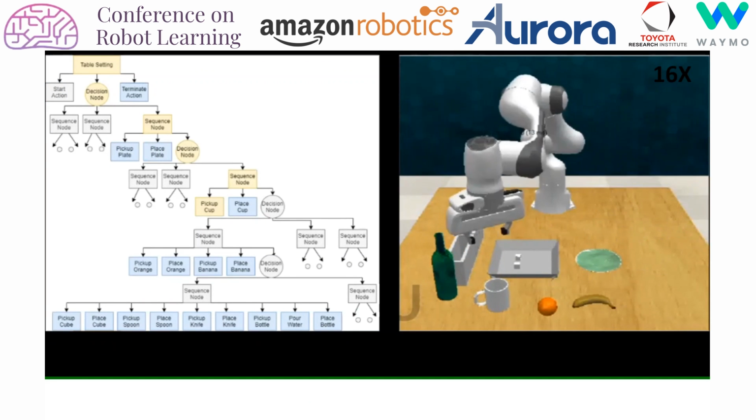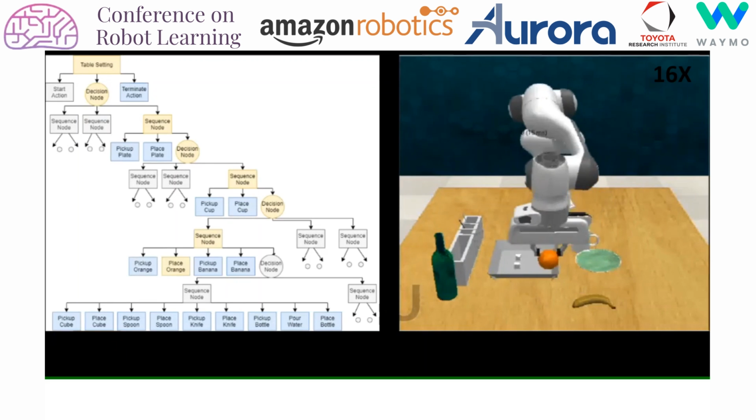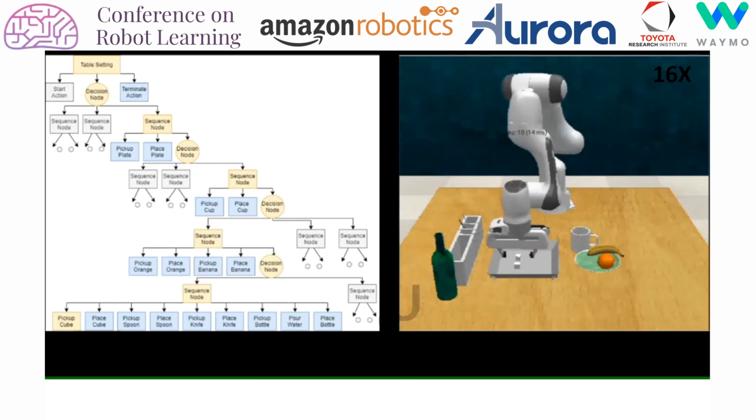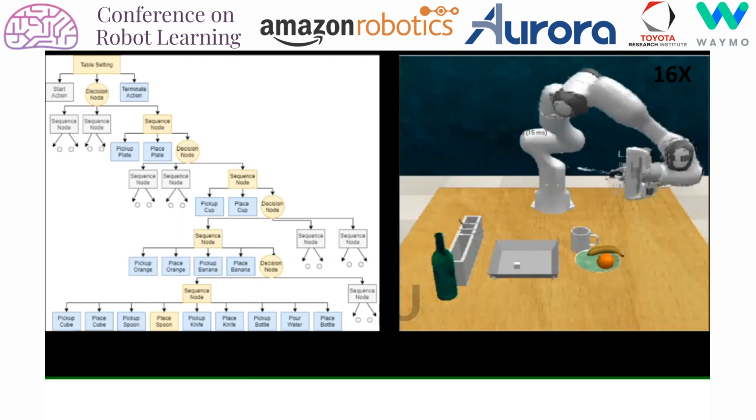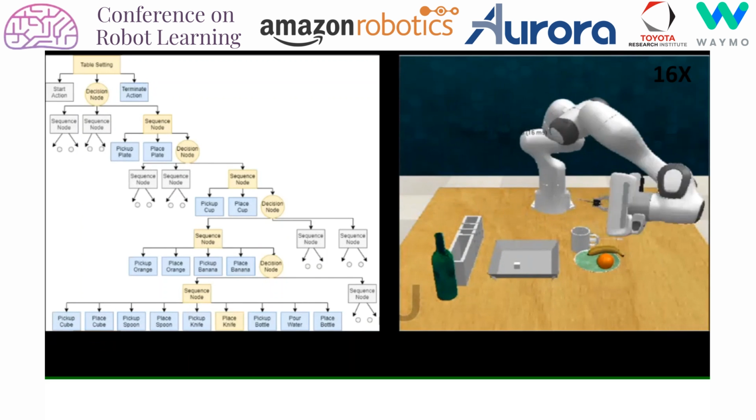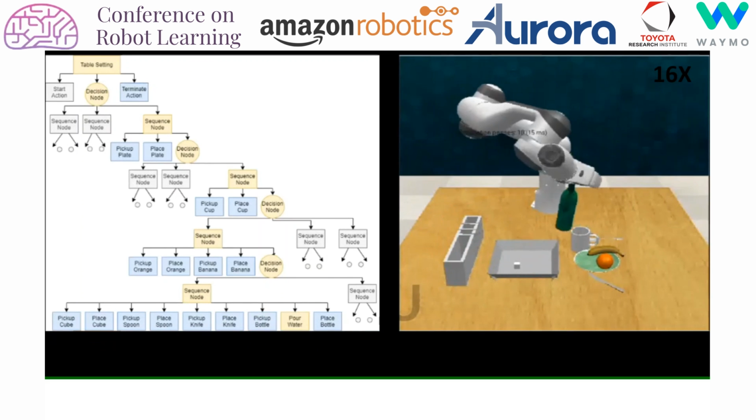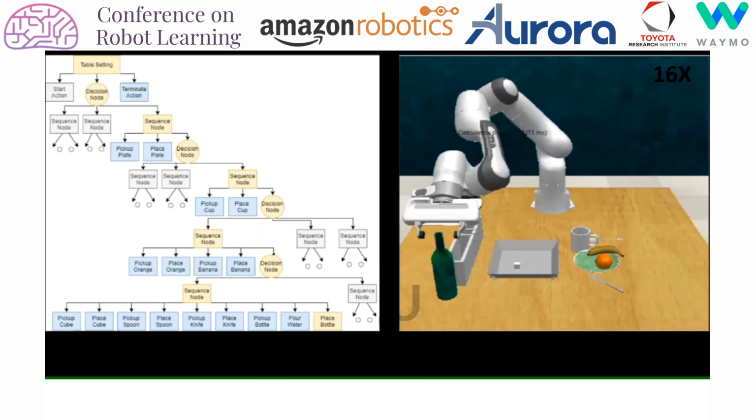Here we show the robot executing a specific plan from the learned CircuitHTN, and the blue nodes are primitive actions, whereas the gray nodes are abstract actions such as sequence nodes or choice nodes.